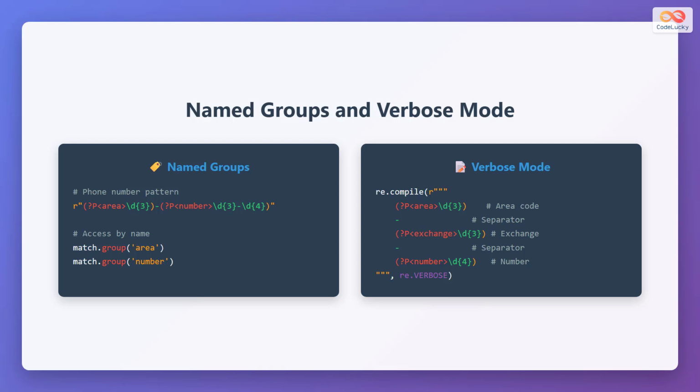Named groups and verbose mode are powerful tools for improving the clarity of regular expressions. With named groups, you can assign names to different parts of the pattern, making it easier to access them later. In the example, the area code and number are named area and number respectively. You can then access these groups by their names. Verbose mode allows you to add comments and whitespace to your regular expressions, making them more readable. In the example, the regular expression for a phone number is written with comments explaining each part, such as the area code, separator, exchange, and number. The re.VERBOSE flag enables this mode.